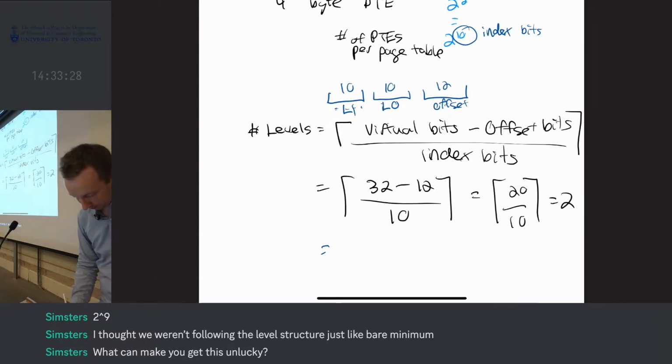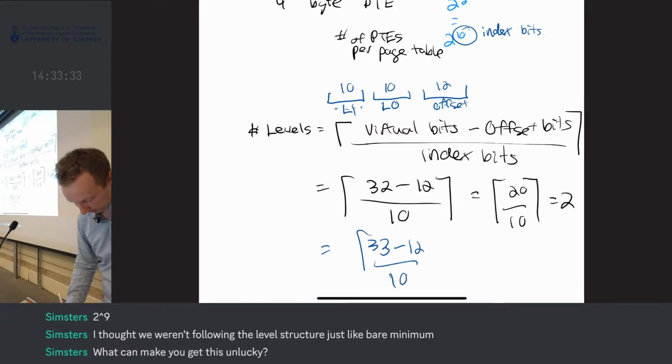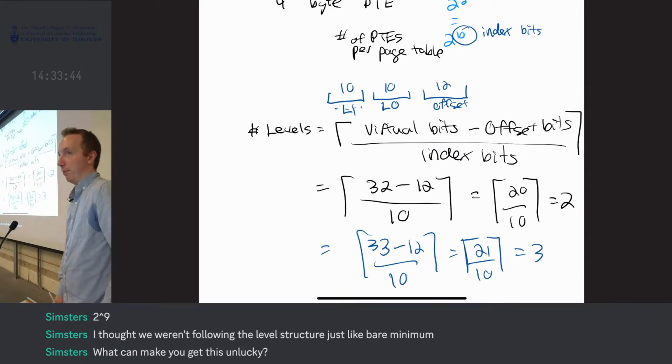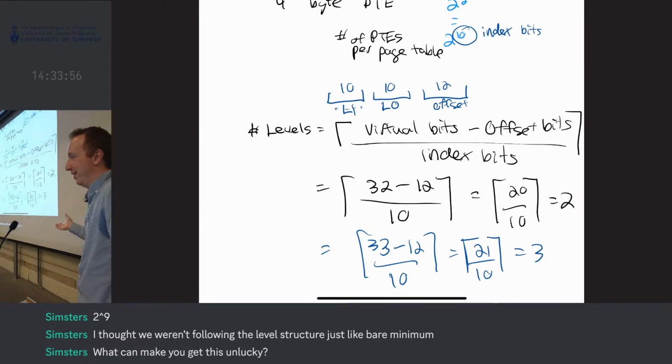Also in this case, if we increased our number of virtual bits to 33, our calculation would change to 33 minus 12 divided by 10, and it's a ceiling. So it's like 21 divided by 10, which is 2.1, which we would have to round up. So if we add 1 more bit for the virtual address, guess what? We need another level of page tables to be able to support all 32 bits. Your L2 page table in this case would only have 2 entries that are ever used, because the index would only be 0 or 1, and that would be a complete waste.